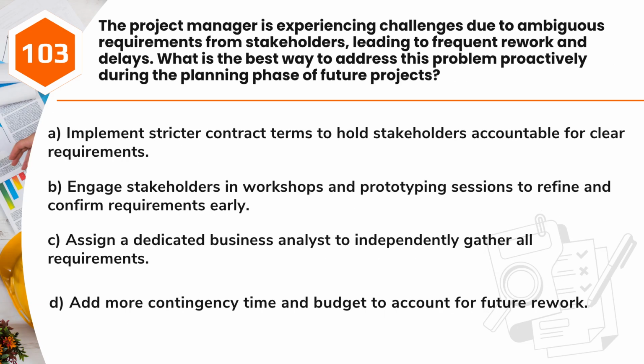Question 103. The project manager is experiencing challenges due to ambiguous requirements from stakeholders, leading to frequent rework and delays. What is the best way to address this problem proactively during the planning phase of future projects? A. Implement stricter contract terms to hold stakeholders accountable for clear requirements. B. Engage stakeholders in workshops and prototyping sessions to refine and confirm requirements early. C. Assign a dedicated business analyst to independently gather all requirements. D. Add more contingency time and budget to account for future rework.